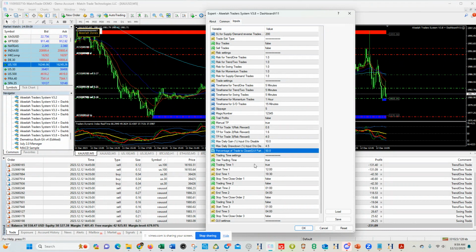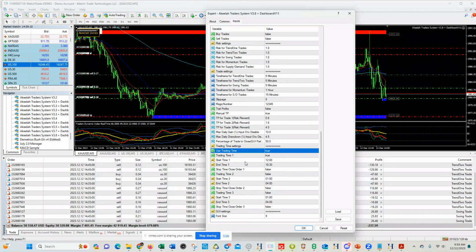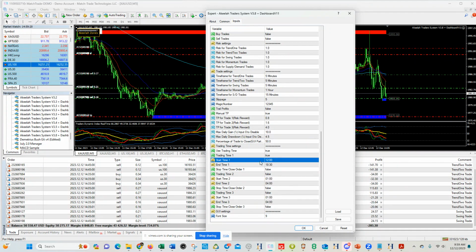Then down here a little further are the trading times for this particular asset, gold. I set the trading times to the hours that I want to trade gold. I only want to trade gold between 5 a.m. and I think it's 1:30 p.m.